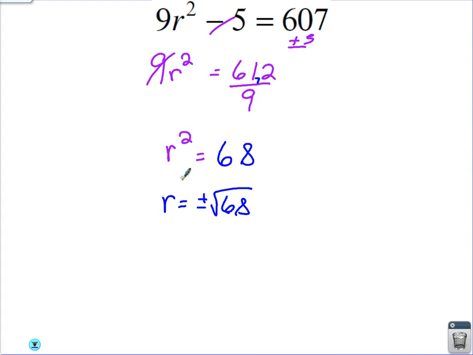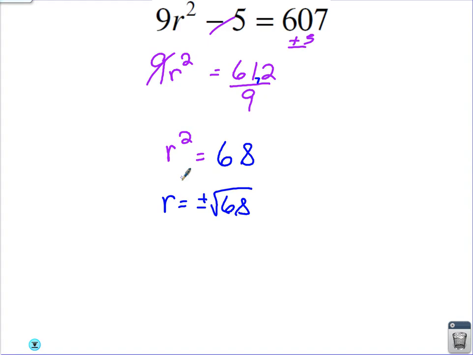I know the square root of 4. I know the square root of 9. I know the square root of 16, 25, 36, 49 and 64. There's a perfect square in 68. One of those that I listed, 4, 9, 16, 25. Can anybody tell me which one is located in 68? How do I find out?